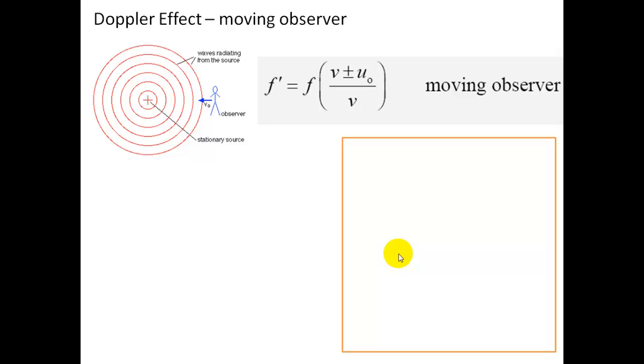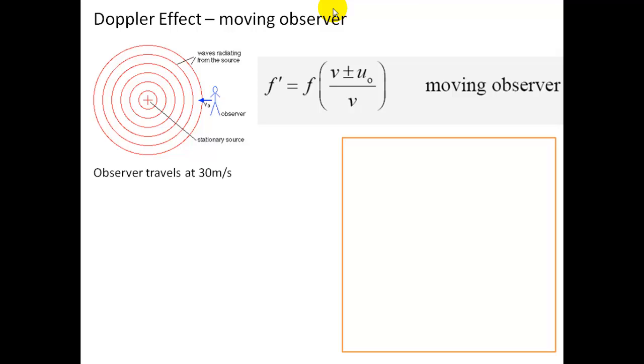Here we have another example where the observer is moving relative to the source, and we use this equation. f prime is equal to f times v plus or minus v naught, divided by v. In this case, when they're approaching, we add the velocities. When you are receding from the source, you subtract the velocities.